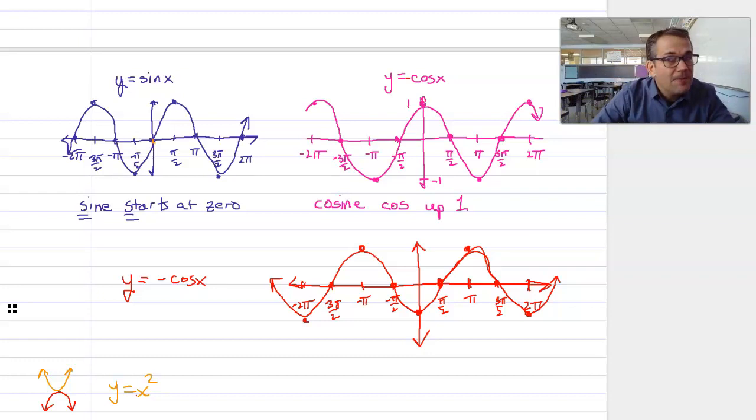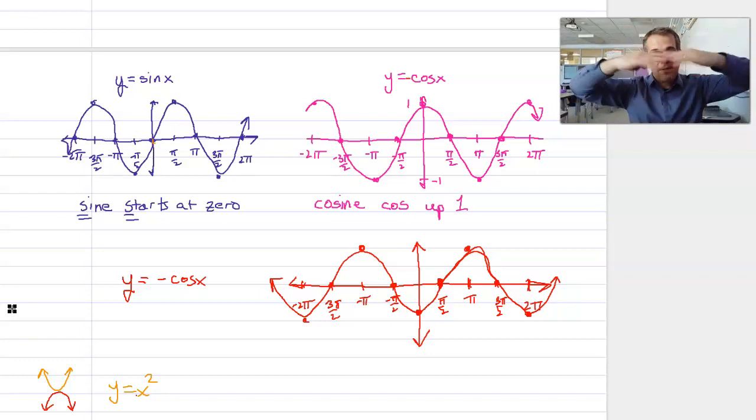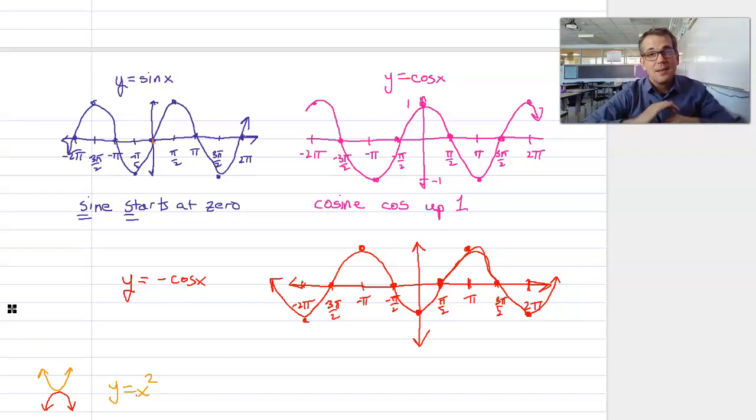So the negative sign does exactly what it did in the past. It takes all of your y values and changes their sign and flips the function like this. What was up is now down. What's down is now up.